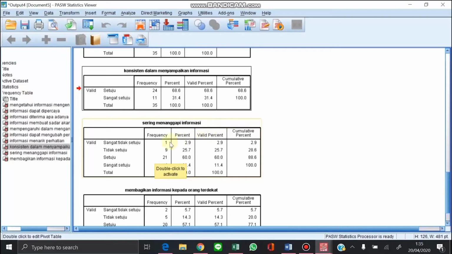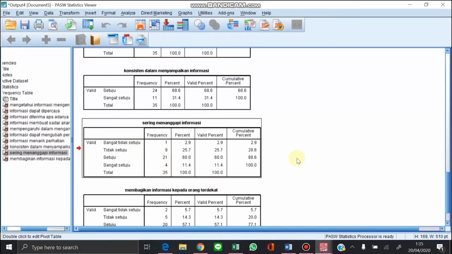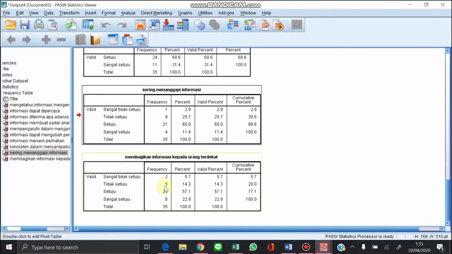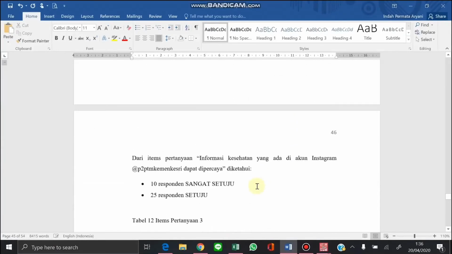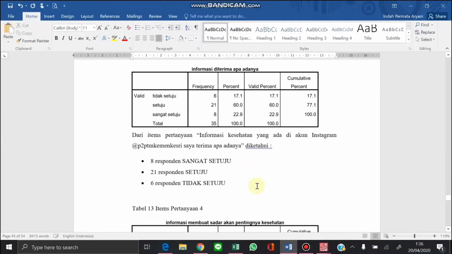And next, respond to the information. There is 1 person who strongly disagrees, 9 persons who disagree, 21 persons who agree, 4 persons who strongly agree. And for the last one, share the information to the closest persons. There are 2 persons who strongly disagree, 5 persons who disagree, 20 persons who agree, 8 persons who strongly agree, and the total is 35. And that's how to analyze the univariate.